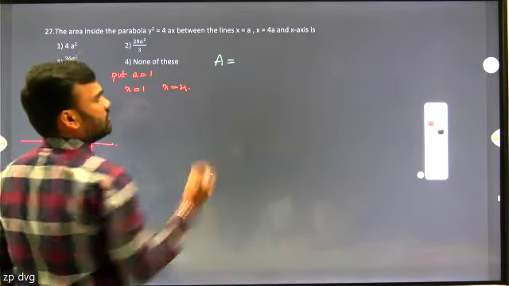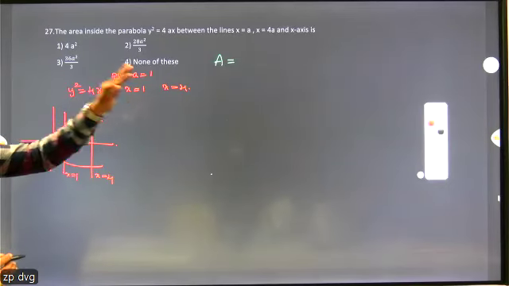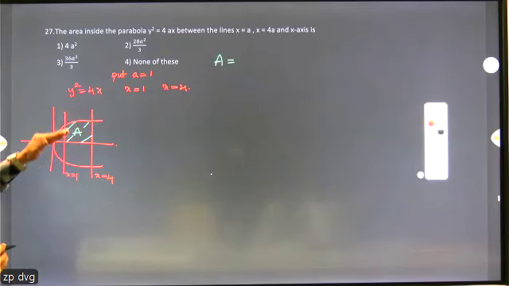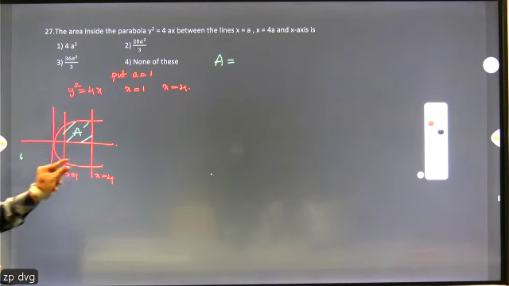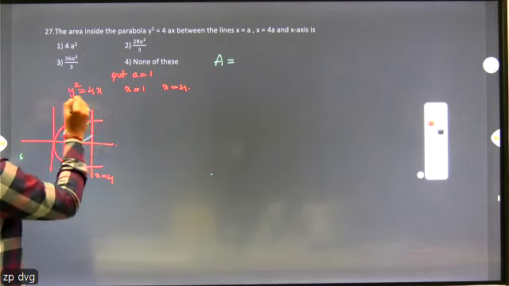A is equal to the required area, this only we are finding. Suppose they have not given the x-axis, then we have to take 2a. Limits in terms of x means the equation should be in terms of y. Correct? It should be in y.